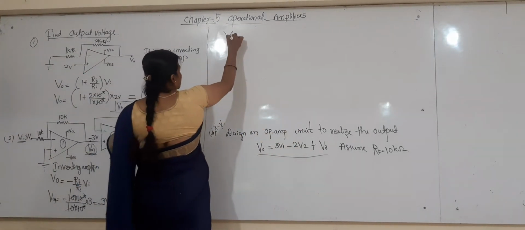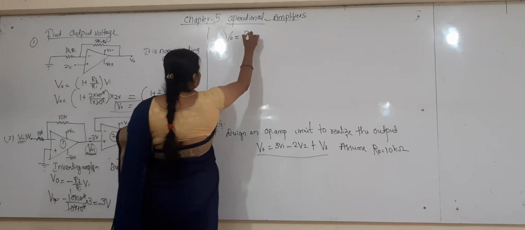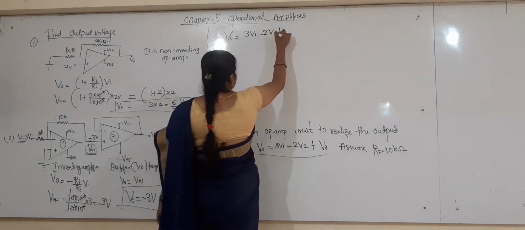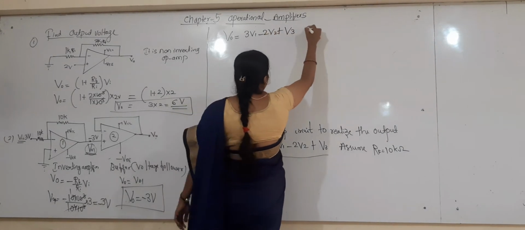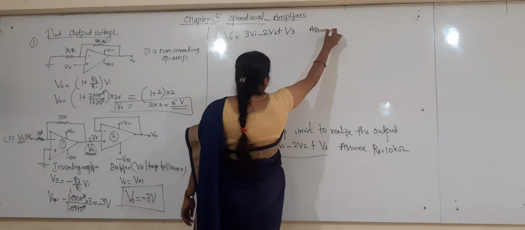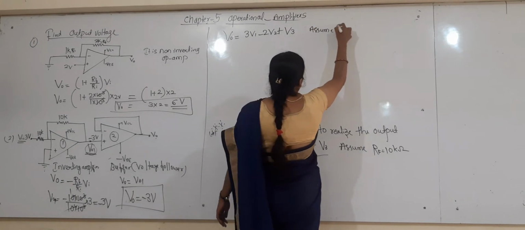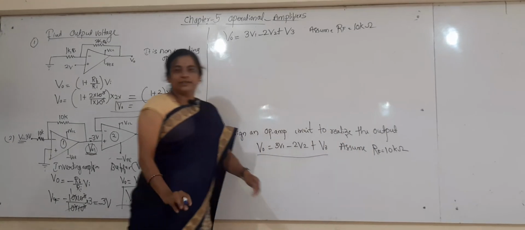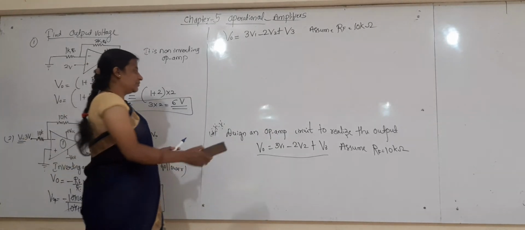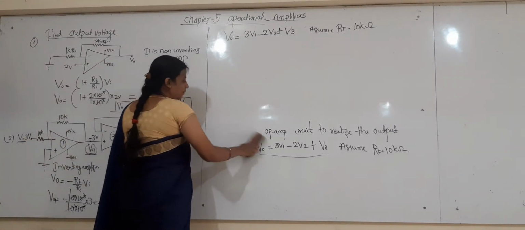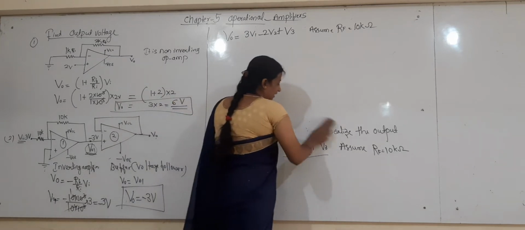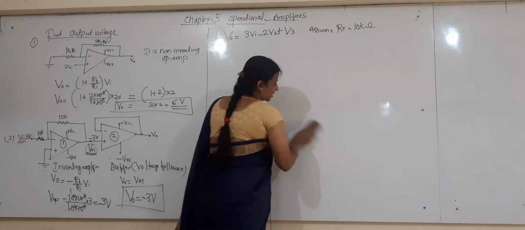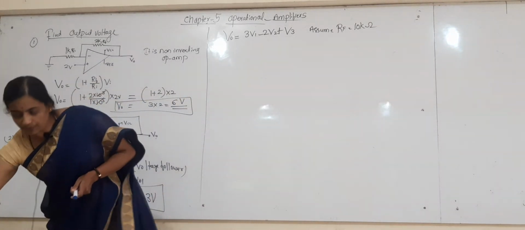The output voltage is given: V0 is equal to 3V1 minus 2V2 plus V3. So this one is given, and they have also given that we assume RF as 10 kilo ohm. By using this we have to design the op amp. It is a very important question that has been asked in the previous two or three examinations.